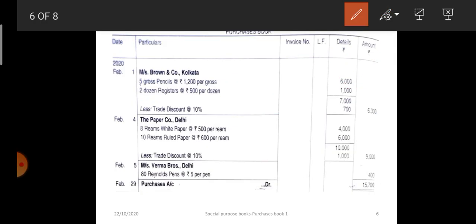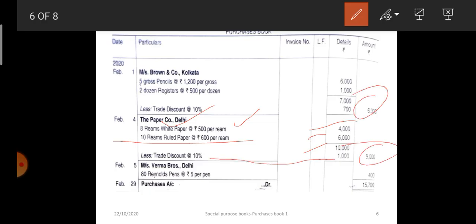The second transaction was when the goods were purchased from paper company Delhi, 5 reams at the rate of 800 each, so it is 4000 rupees. Then 10 reams at the rate of 600 is 6000, so total is 10,000 rupees less 10% trade discount, it comes to 9,000 rupees. 6,300, 9,000 rupees, and then 80 Reynolds pens at the rate of rupees 5, it is 400, so total is 15,700 rupees. At the end of the month, it will be transferred to the debit of purchases account. Ledger posting of purchase book and sales book we will be discussing later on.